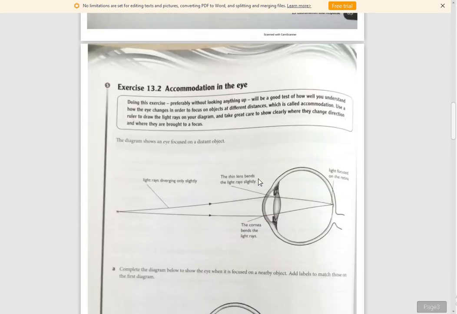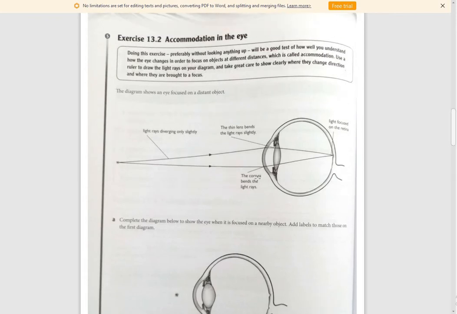So let's move on to the next part, which is exercise 13.2. Oh God. Accommodation in the eye. Doing this exercise, preferably without looking anything up, will be a good test of how well you understand how the eye changes in order to focus on objects at different distances, which is called accommodation. Use a ruler to draw the light rays on your diagram, and take great care to show clearly where they change direction and where they are brought to focus. Now the diagram shows an eye focusing on distant objects. As you can see, this is the structure of the eye, and this is the object.